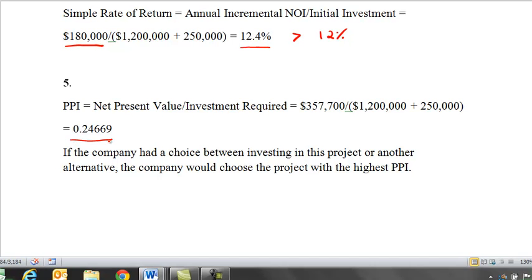0.24669. So if the company had a choice between investing in this project or another alternative, the company would choose the project with the highest PPI. So as long as this is the highest PPI among alternatives, we would use this one.